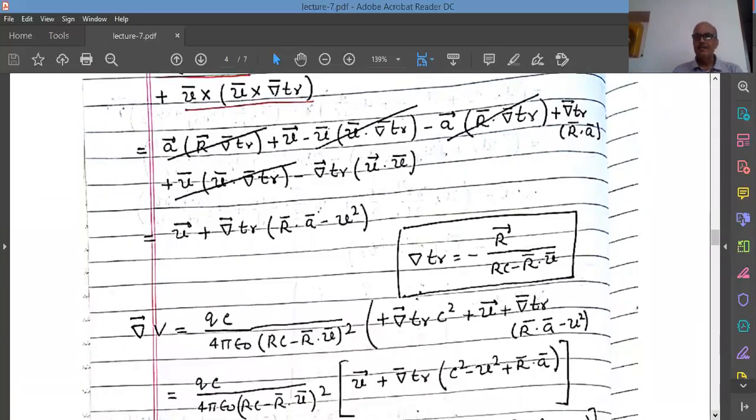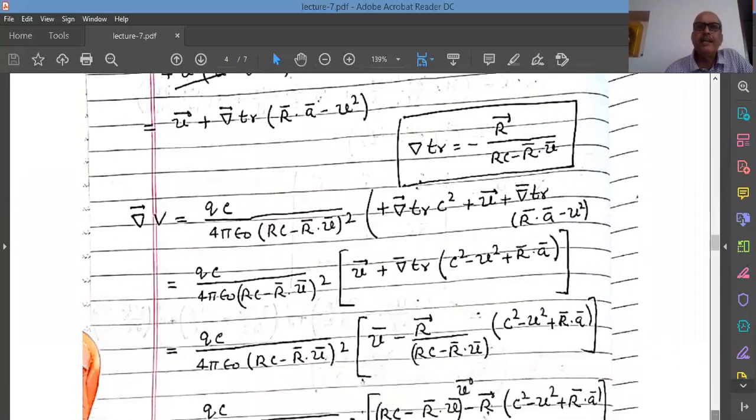Now at this stage, we will need the value of gradient of TR. In the last lecture, I have already calculated the value of gradient of TR, and it was minus R vector divided by RC minus R dot B. So here I will make use of that result directly. So now let us move on to gradient of B. So gradient of B is QC upon 4 pi epsilon 0 RC minus R dot B whole square. Then we had a term C square into gradient of TR, and this is a B plus gradient of TR R dot A minus B square as it is.